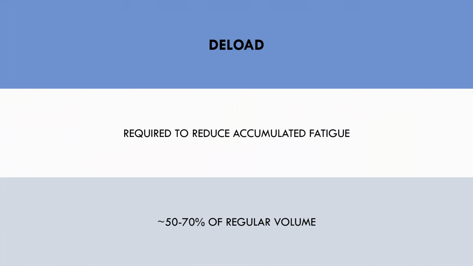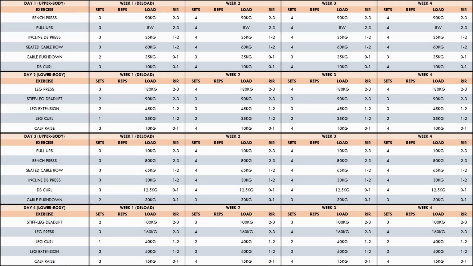As we can see here, we've implemented a 4-week mesocycle, with week 1 being a deload. So the volume is the same throughout weeks 2 to 4, but week 1 has been reduced in volume by about 30 to 40%. This has been accomplished by reducing the number of sets performed for each exercise.